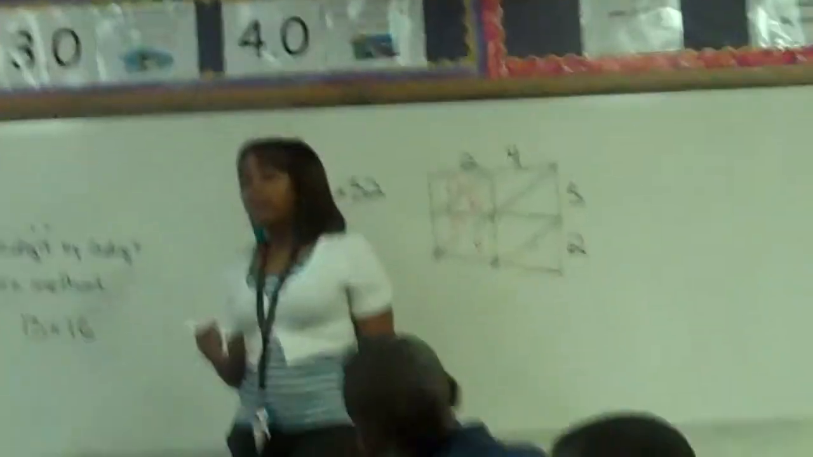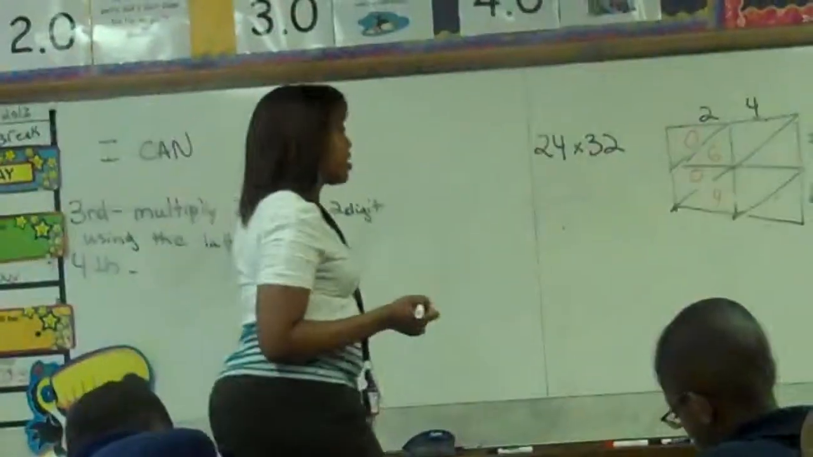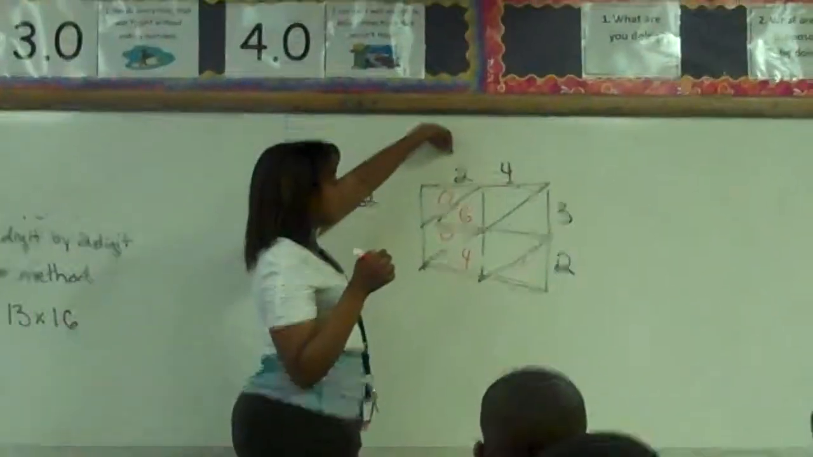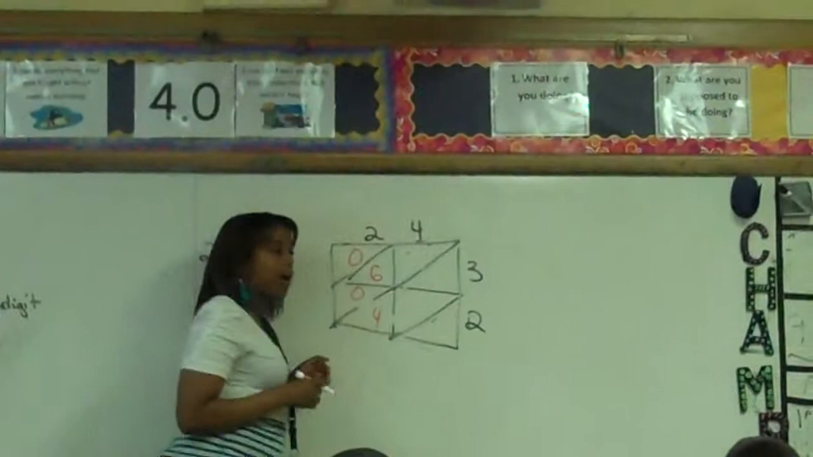40 means is what? 40. And that's a big difference. That place value is very important. Okay? So are we done with the 2? Yes. We're done with 2. So let's go on to 4.